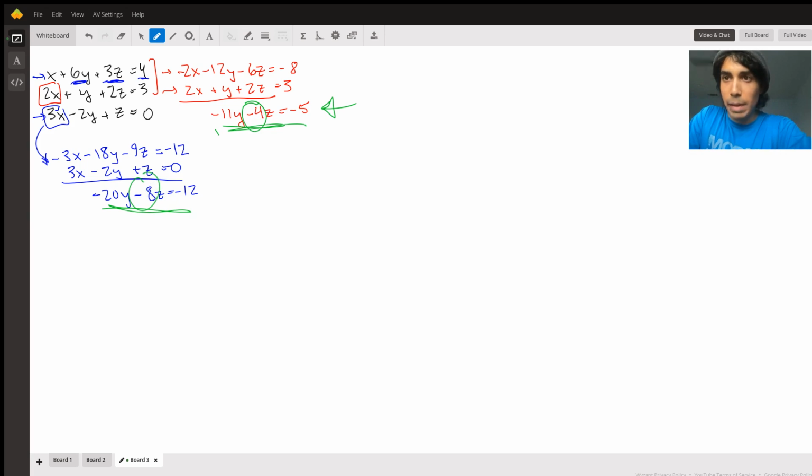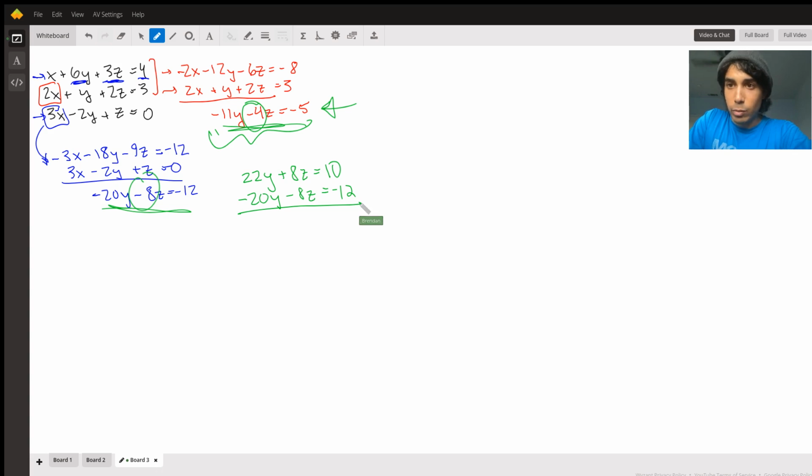So imagine I'm multiplying this one by negative 2. So 11y would be a positive 22y. Negative 4z will be a positive 8z. Negative 5 will be a positive 10. Let's drag the other equation over. So we have a minus 20y, minus 8z, negative 12. All right, so then we get 2y equals negative 2. And there we go, y equals negative 1.